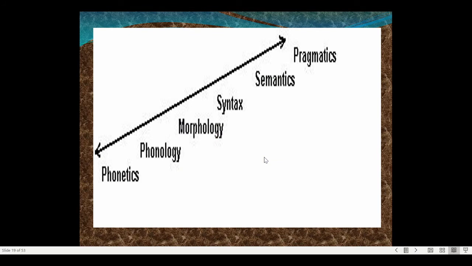Yes, so here you can see the level, the increasing level. Phonetics, and then comes phonology, which is followed by morphology, and then comes syntax, semantics, and pragmatics. So the sound unit is increasing. It's elevating, the size, the magnitude is elevating. You can see it.